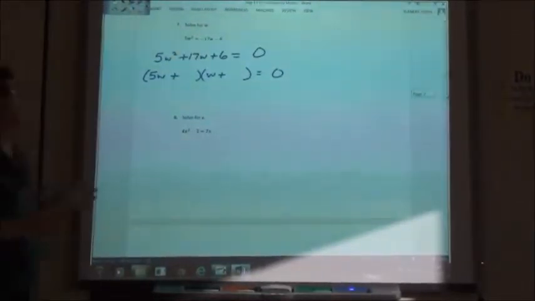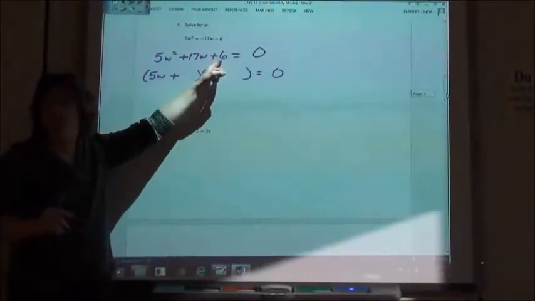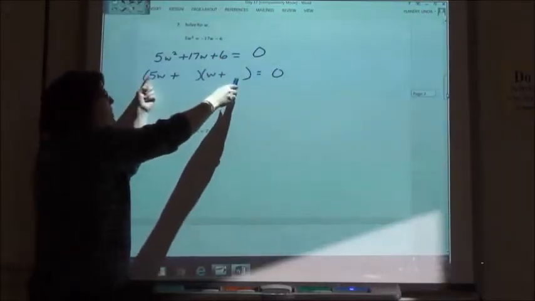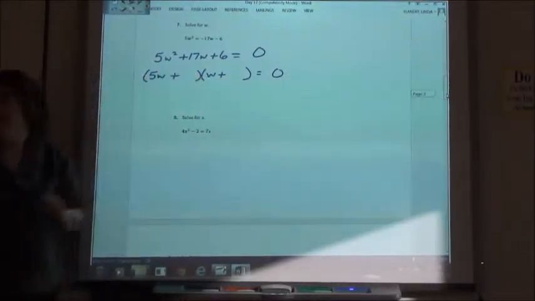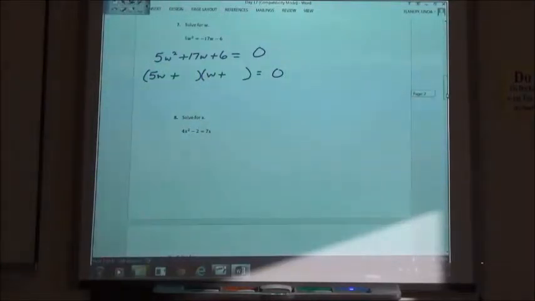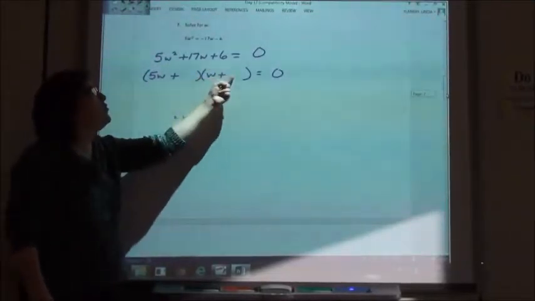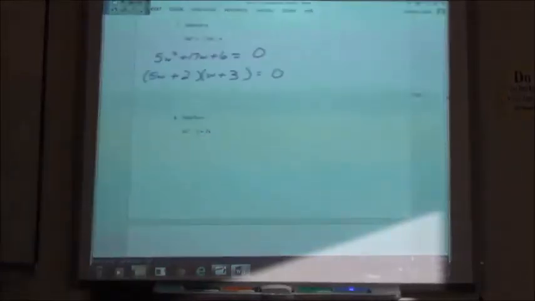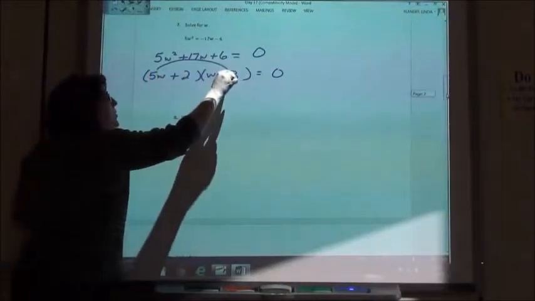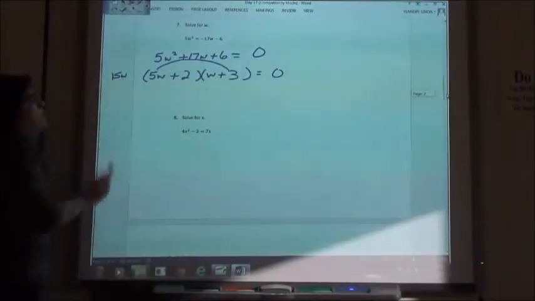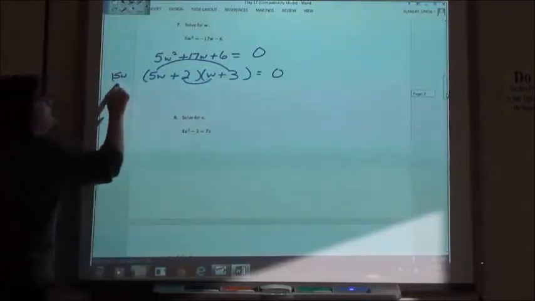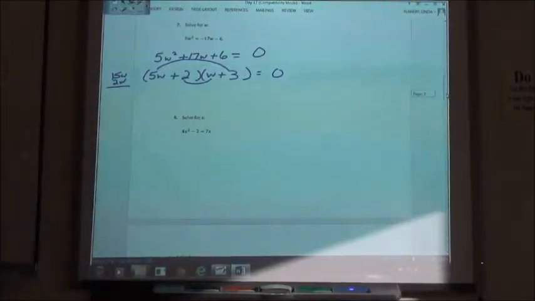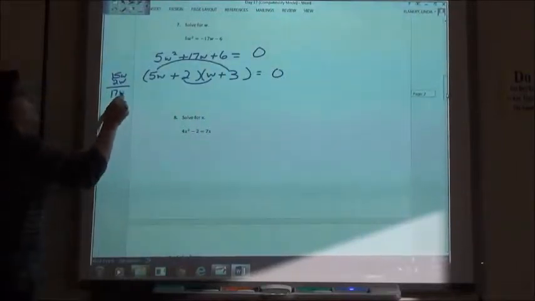So now what we want to do is we want the factors of 6 that when we do the outside plus the inside, it adds up to the 17. So what's a pair of factors for 6? 2 times 3. 2 and 3. So I either have to do the 2 first or the 3 first. I'm just going to put them in there, 2 and 3. And then what I'm checking is the outside product plus the inside product. The outside product would give me 15w. The inside product would give me 2w, right? And 15 plus 2 is 17, so I've got them in there the right way.